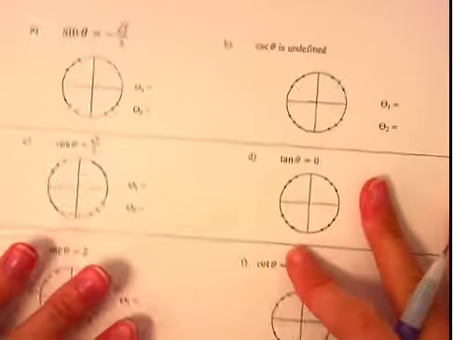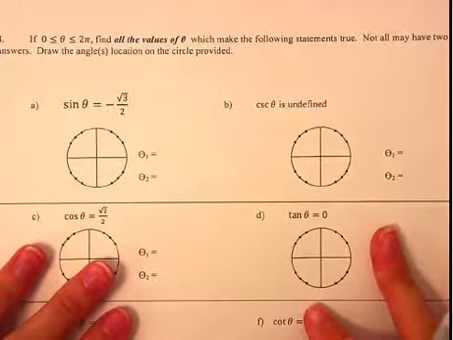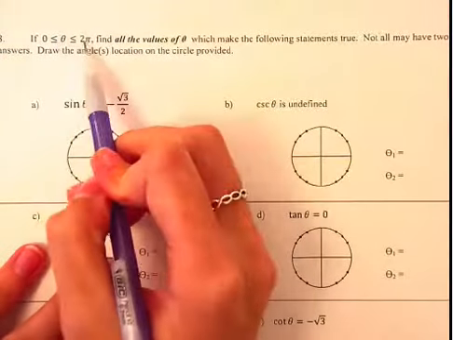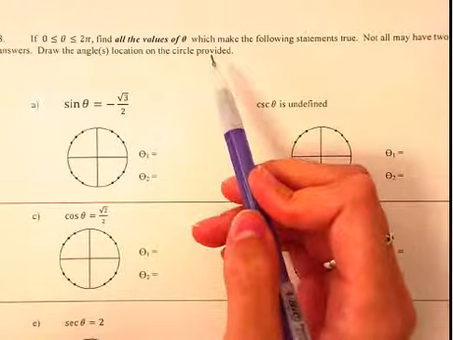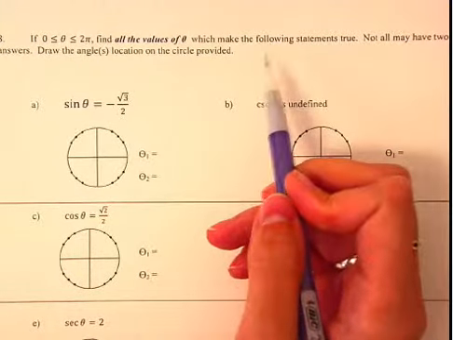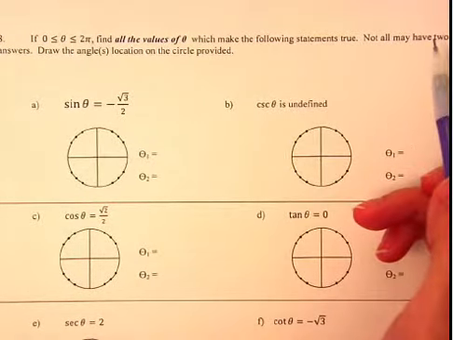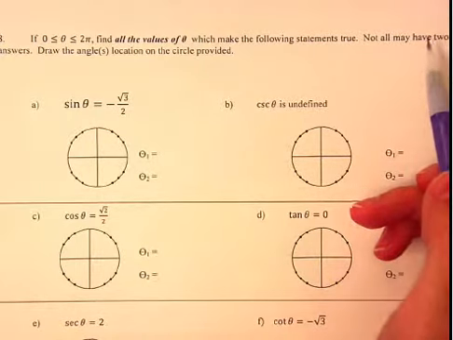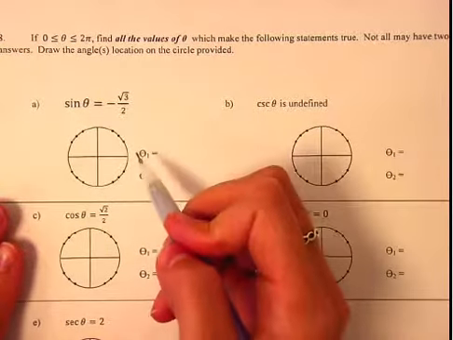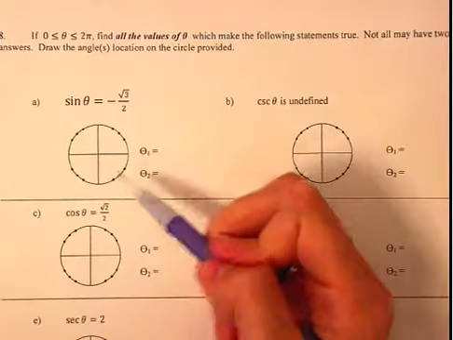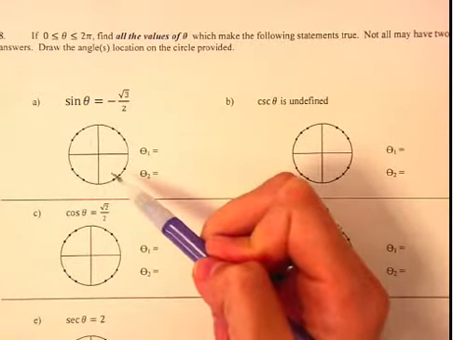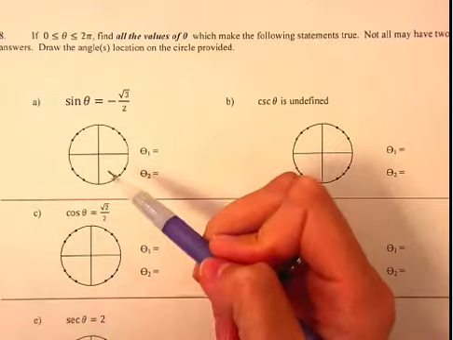Let's move on to problem number 8. Number 8 says, if theta is between 0 and 2 pi, find all the values of theta, meaning there's several of them, which make the following statements true. Not all may have two answers, but draw the angle locations on the circle provided. Again, as I said in the previous video, you need to be very careful of which dot you're going to use for your angle location.